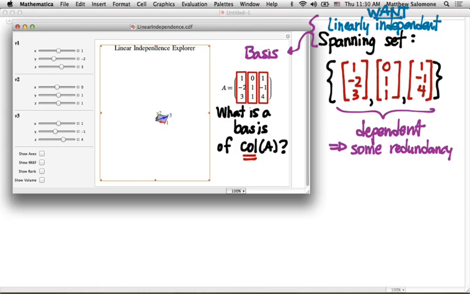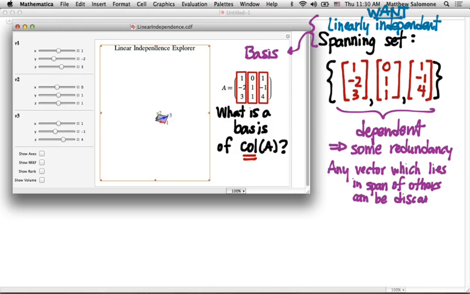And just like in our last example, any vector which is a linear combination of the others, in other words, which lies in the span of the others, can be thrown away. So now that's our goal, is let's figure out which of these three vectors we can discard without changing the span. And the answer to that is any vector which lies in the span of the others we can discard. But we need to figure out which of these three vectors belongs to the span of the other two.